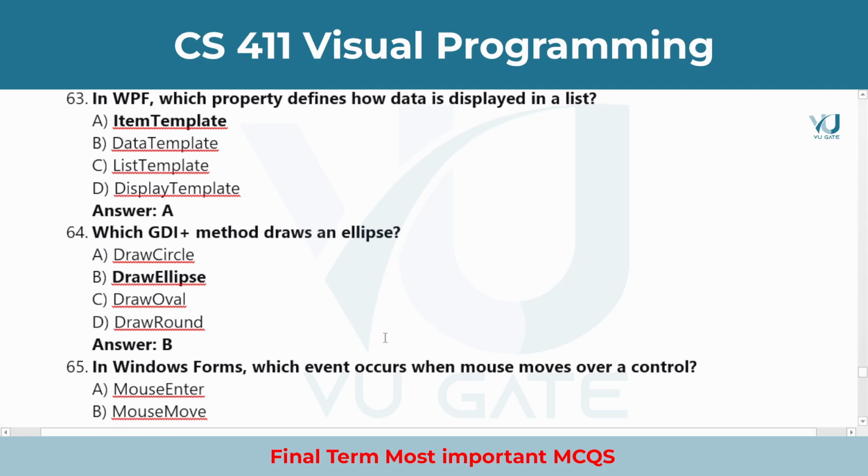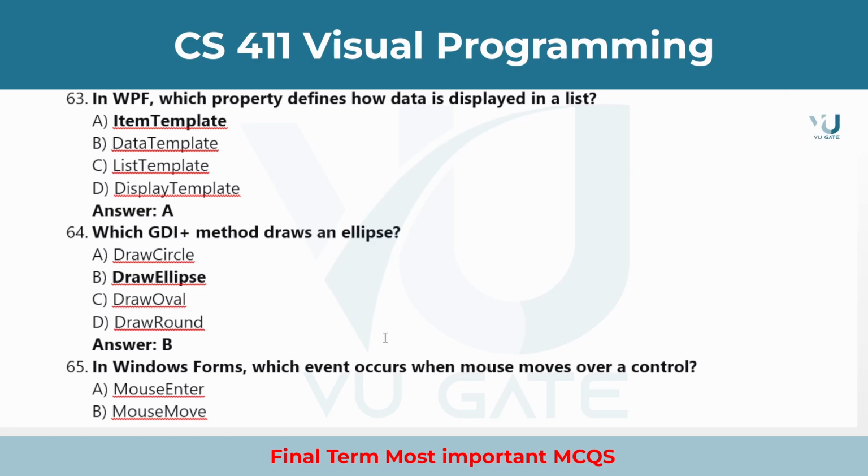Question 64. Which GDI+ method draws an ellipse? The correct answer is option B, DrawEllipse. Question 65. In Windows Forms, which event occurs when the mouse moves over a control? The correct answer is option D, all of the above: MouseEnter, MouseMove, and MouseHover.